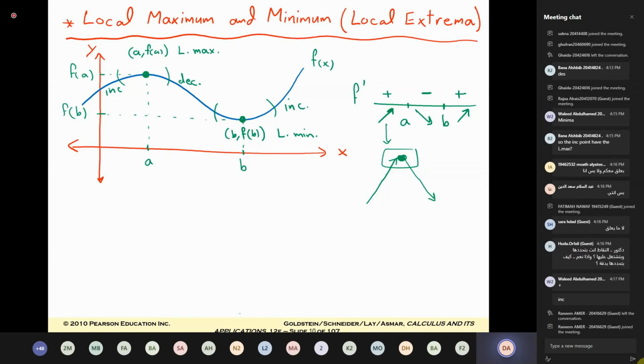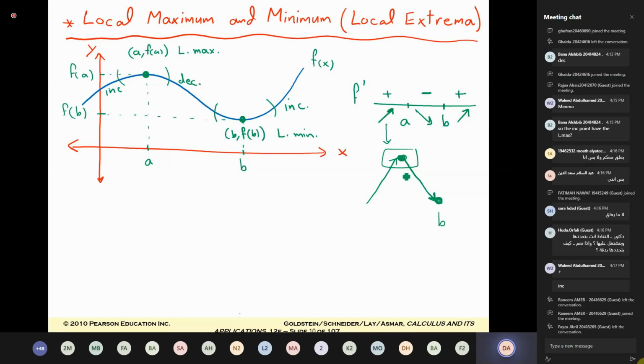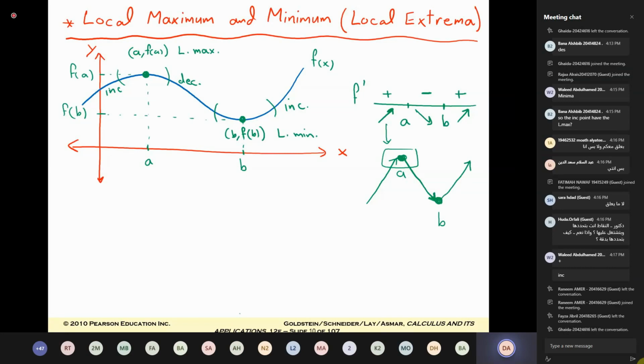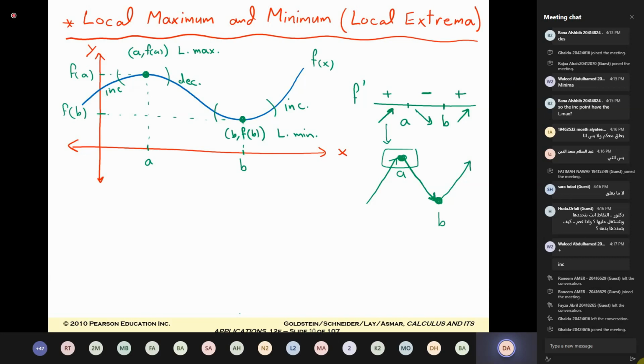Look at the point B. At the point B, we have decreasing to reach the point B. Okay, this is B and this is A. After reaching the point B, we have increasing. So this is the local minimum, the lowest value you can imagine, like the bottom of a valley, because from the left it is decreasing and from the right increasing.